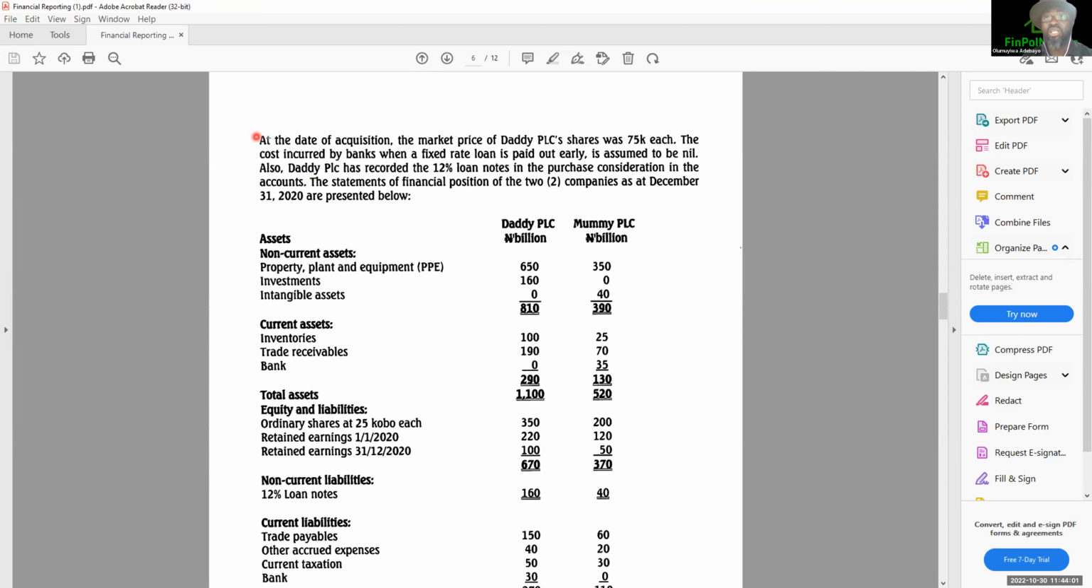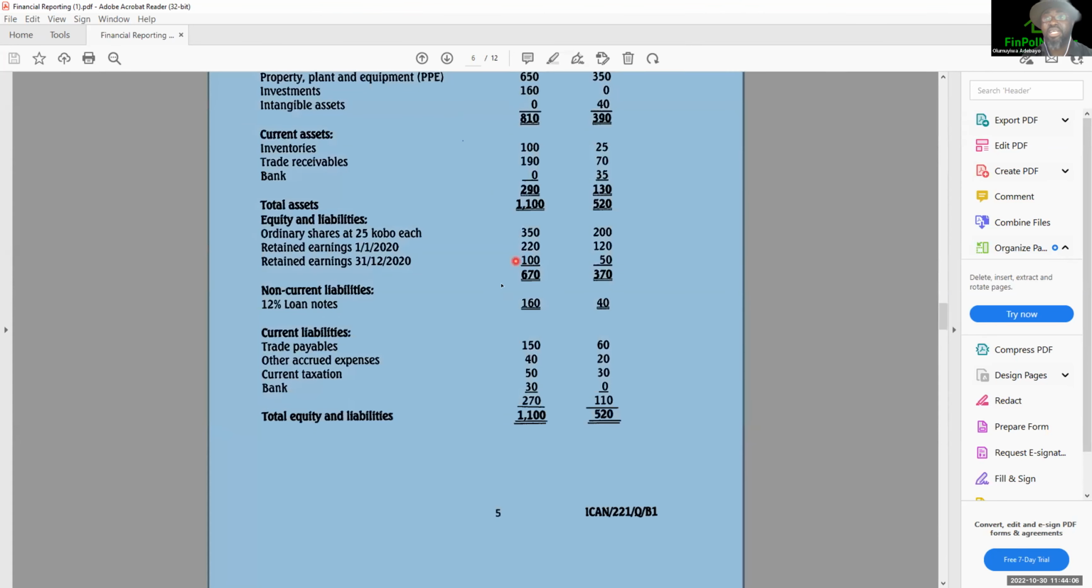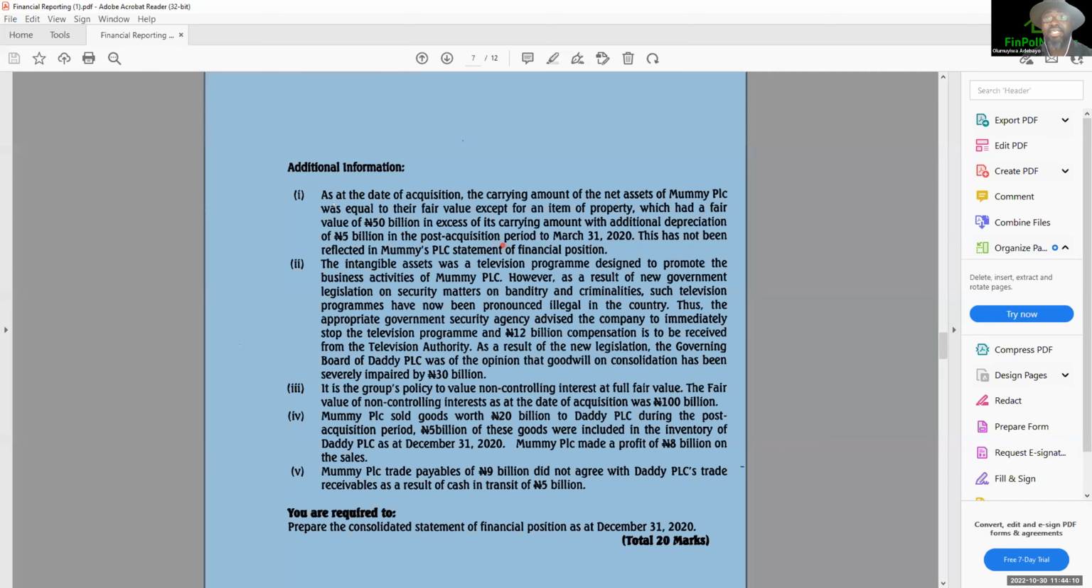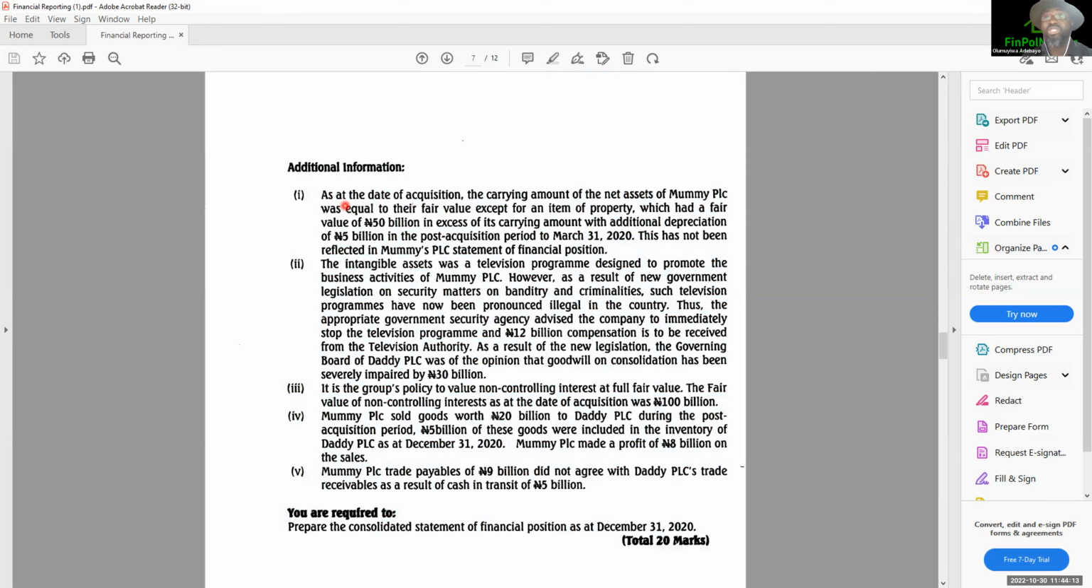Second, we have dealt with all of this information here. Okay, therefore, let's go into the additional information. The first additional information here is that as at the date of acquisition, the carrying amount of the net assets of Money PLC was equal to their fair value, except for an item of property, which had a fair value of 50 billion naira in excess of its carrying amount. Let me stop at that point.